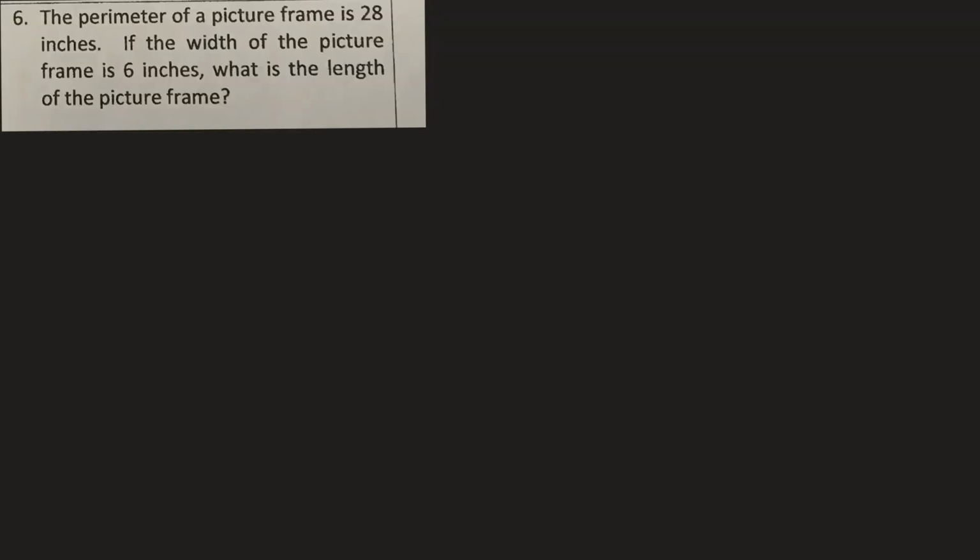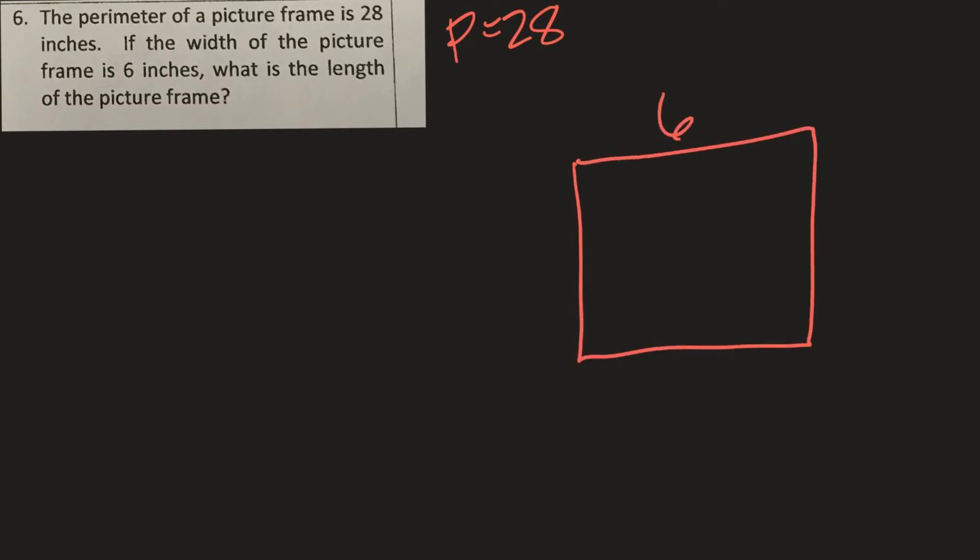Okay, number 6. The perimeter of a picture frame is 28 inches. If the width of the picture frame is 6 inches, what is the length of the picture frame? Okay, so we know this side is 6. So when we have a total perimeter and we have one side, we know what we start with is add up the sides we know.